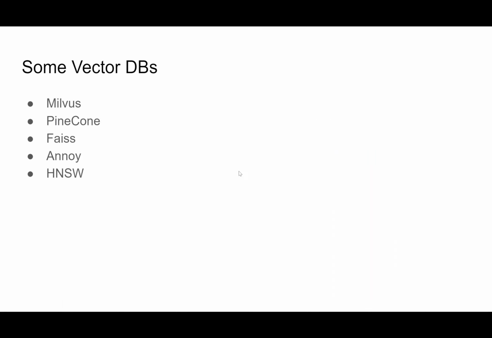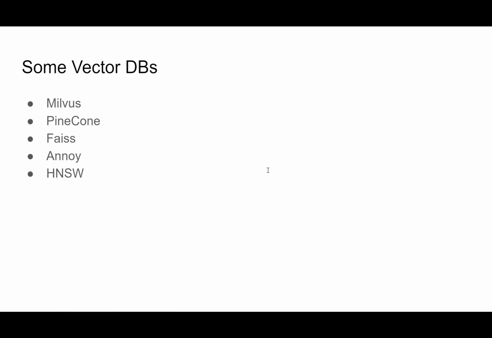Now, some vector databases that are out there right now. I haven't worked with some of these, to be quite honest, but Milvus is definitely an open source vector database that's designed for high performance vector search. Pinecone is a managed vector database that's built on top of Milvus, and it's more cloud native, more cloud based more than anything else.